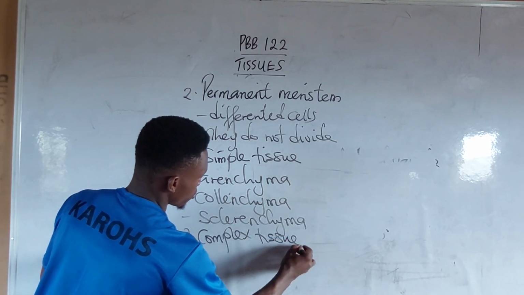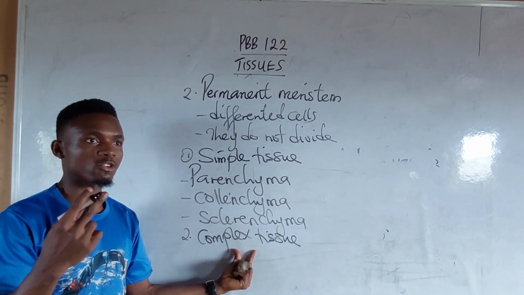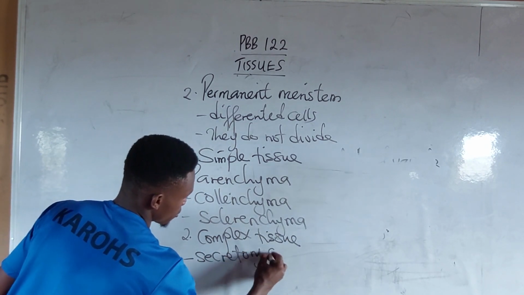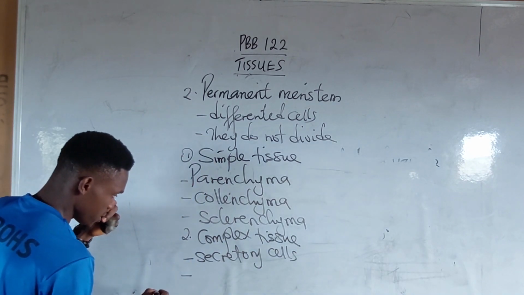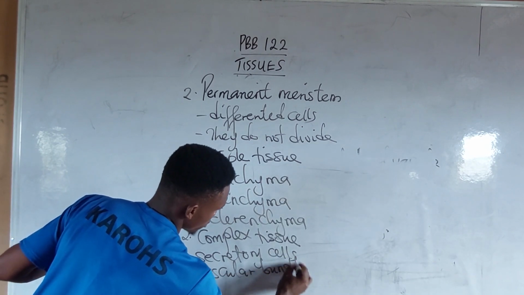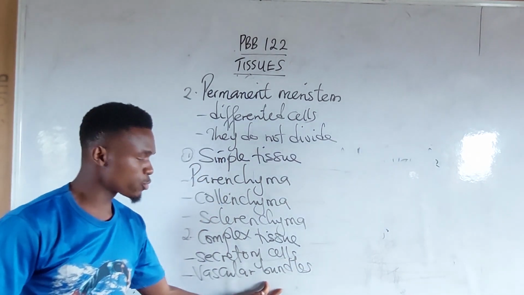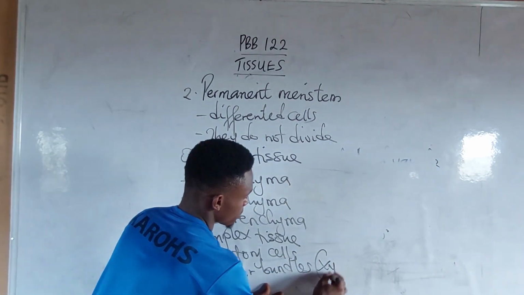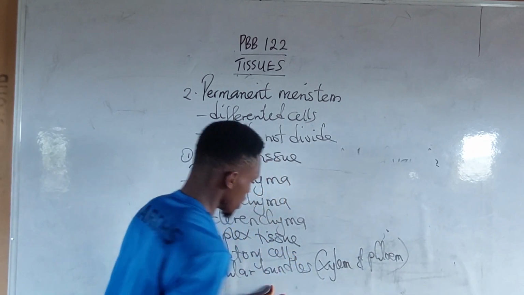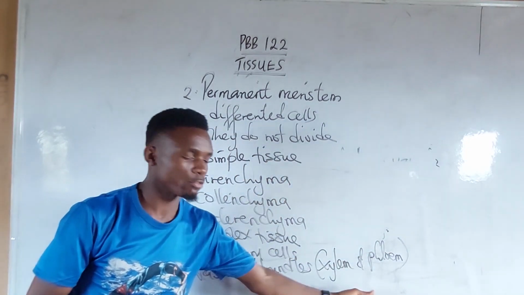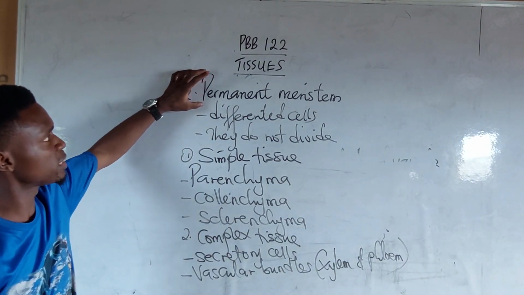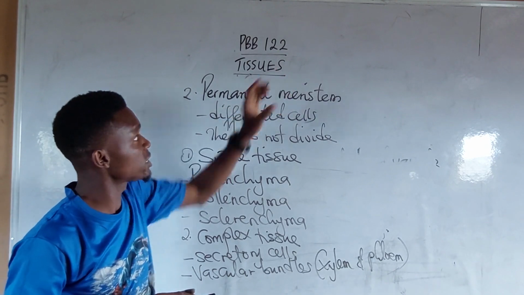Under this complex tissue, there are two types. We have one, the secretory cells, and two, we have the vascular bundles. It is under these vascular bundles that we have the xylem and what? Phloem.